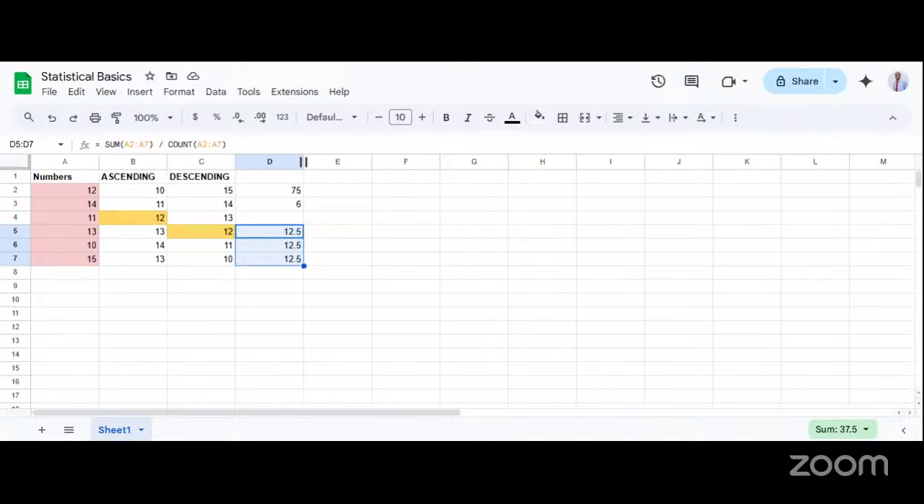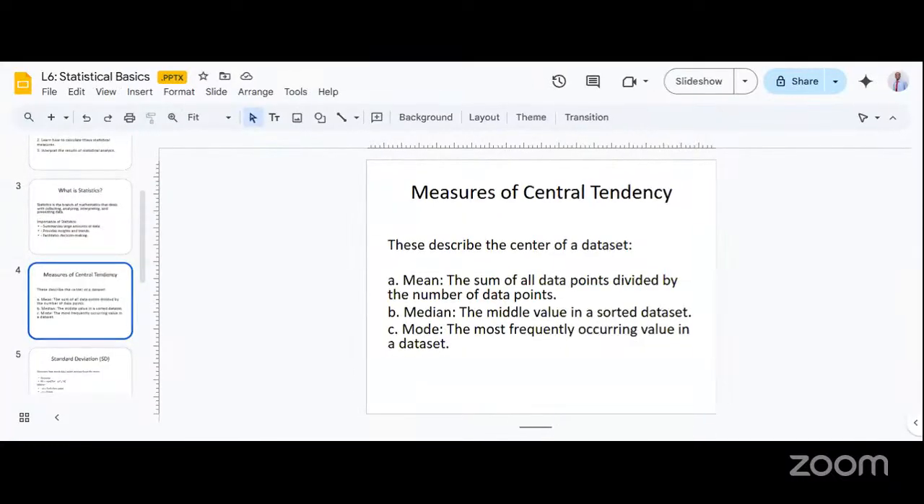Then there's also one other measure of central tendency, and this measure is the mode. Using the principle of the mode, it says the mode is the most frequently occurring value in a set. Yes, so this is where it becomes tricky. The mode is the most frequently occurring value in a set.